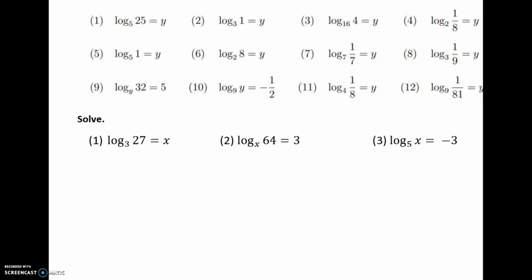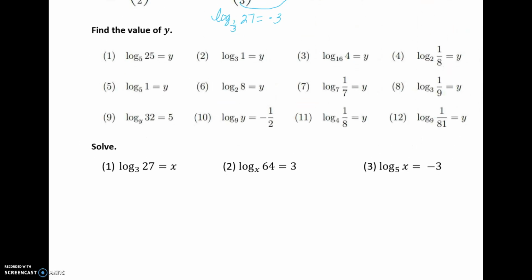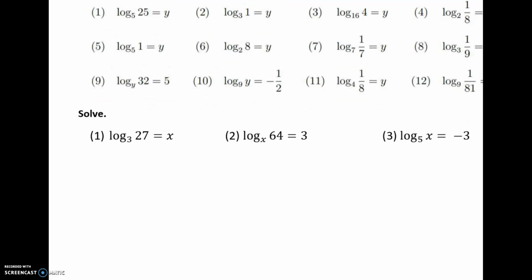The next section says solve for y. I think when we did these for practice, there was an x there, so it doesn't really matter what variable is there. You're just solving for whatever variable. Let's look at number 2. Log base 3 of 1 equals y. We're coming around in a circle. So this is 3 to the y power equals 1. Well, the only way that this can equal 1 is if y equals 0, right? Because anything to the 0 power is 1. So that was a given.